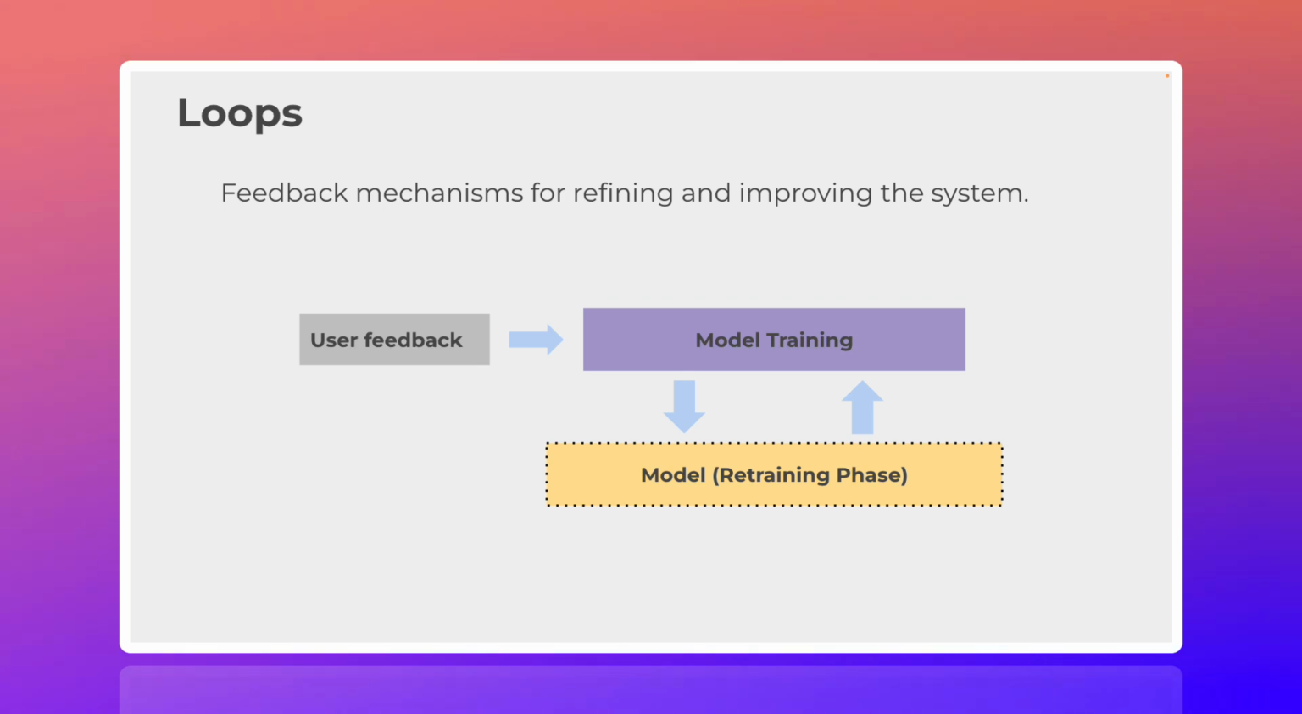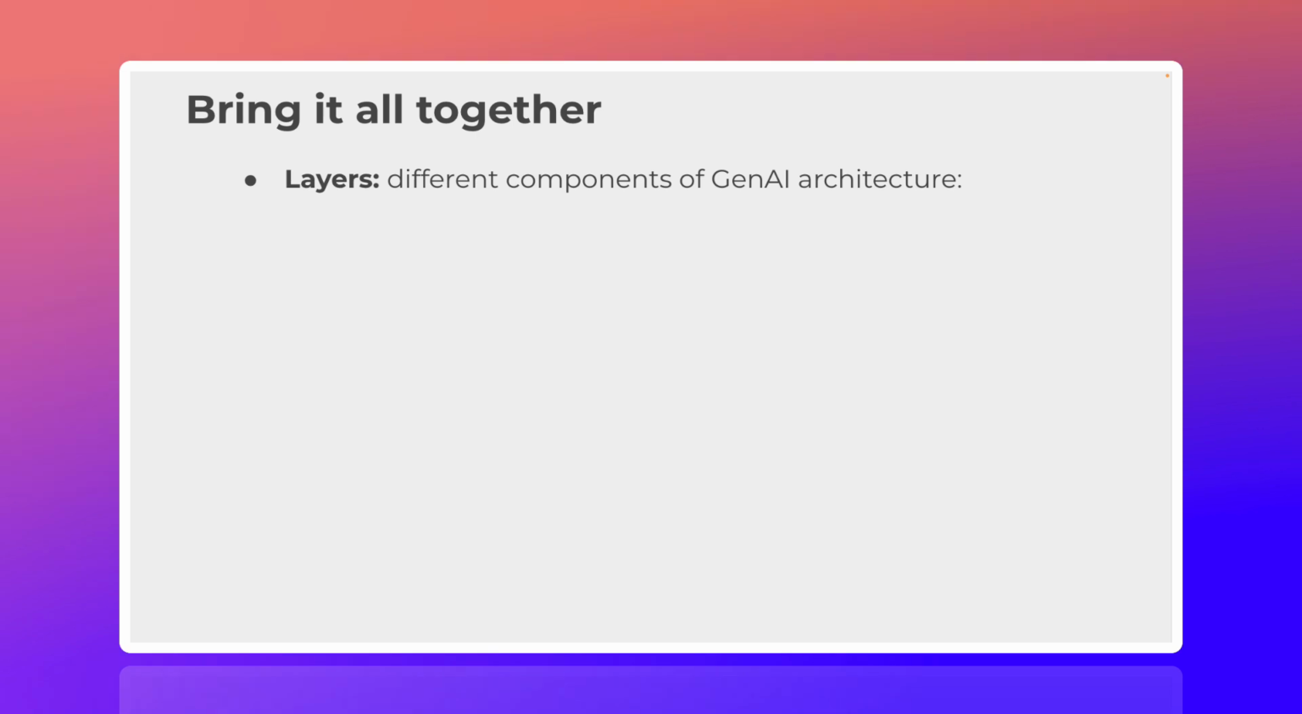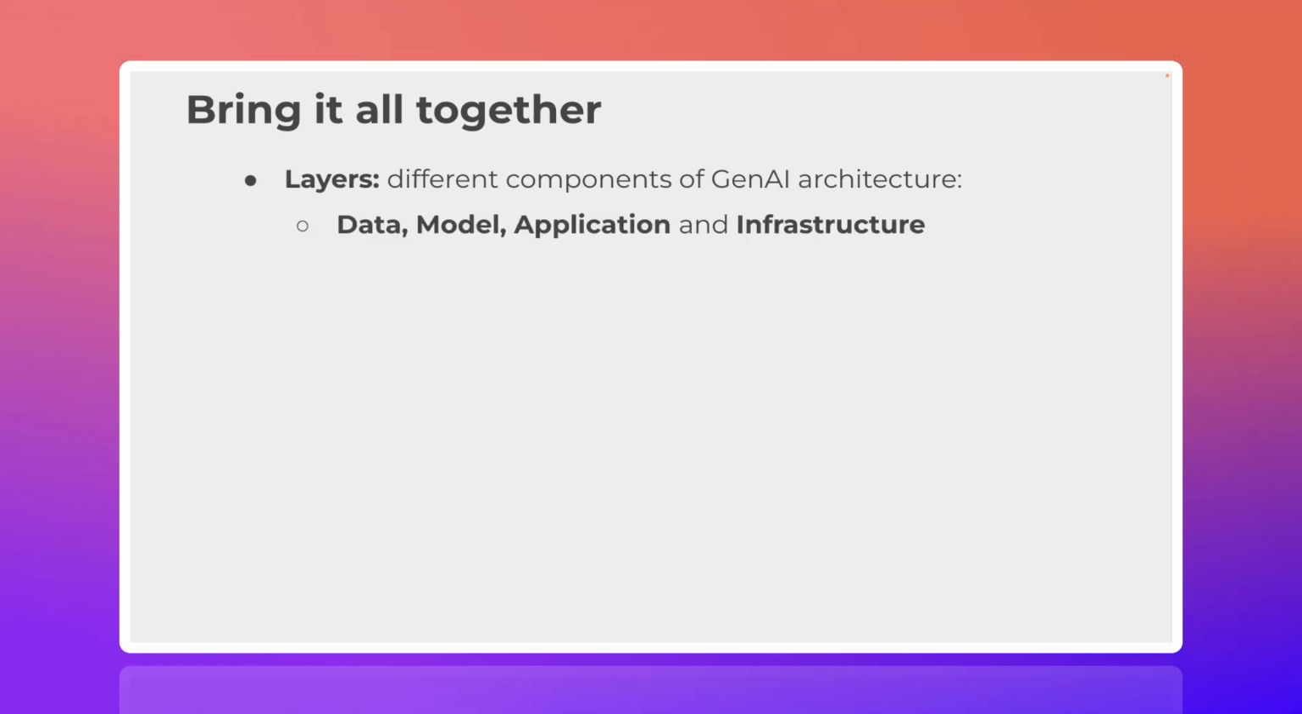And we have the monitoring loop. This constantly checks the system's performance to make sure that things are going well by looking at, for instance, the response time, the accuracy, and so forth. So it provides, again, feedback to optimize the infrastructure. Okay, so now let's bring it all together. We learned about layers. These are the different components of the GenAI architecture, which in this case has data, model, application, and the infrastructure.